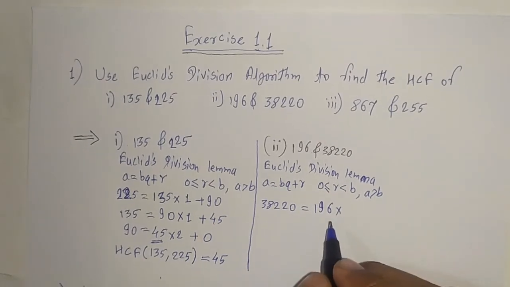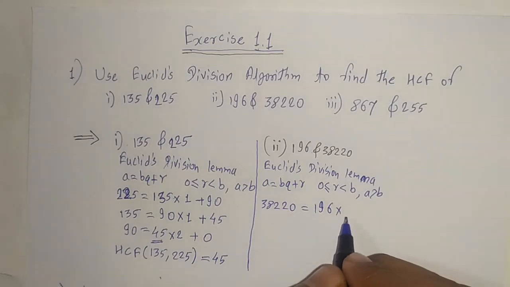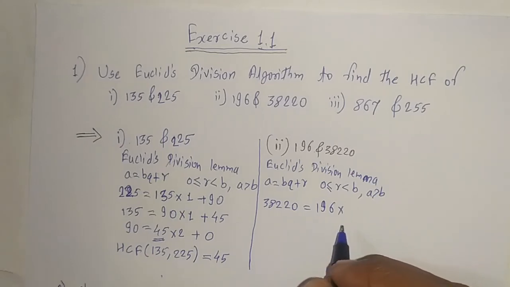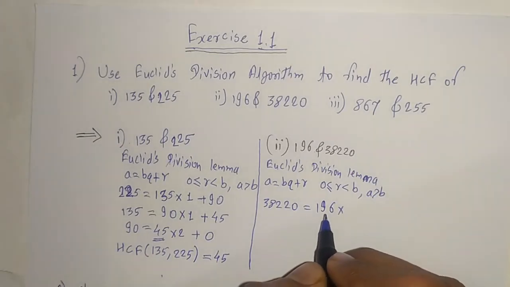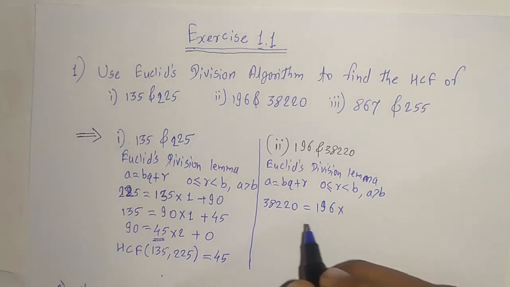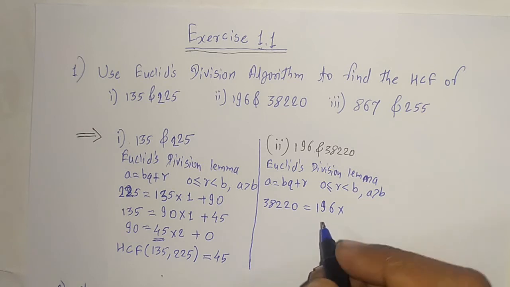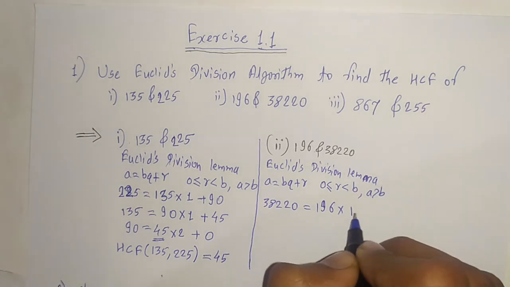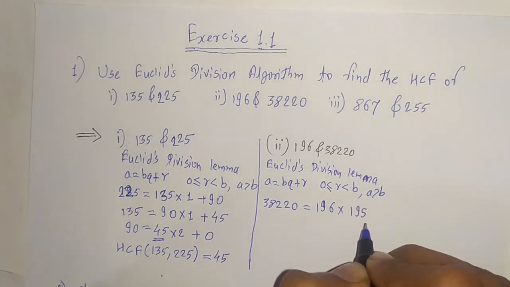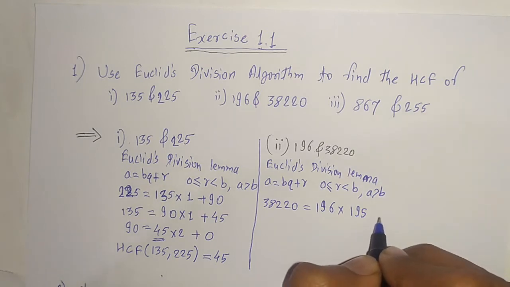So if we multiply 196 by 200, it will be around 39,000. So you have to find out 196 times what. If you divide 38,220 by 196, the quotient will be 195. This will be only a one-step answer.